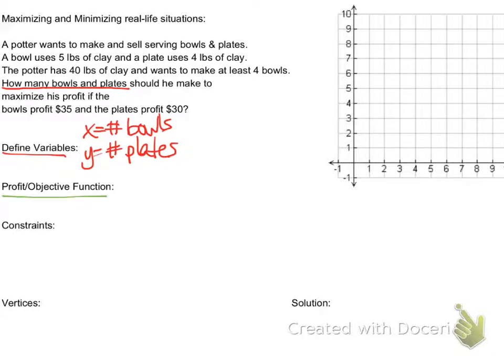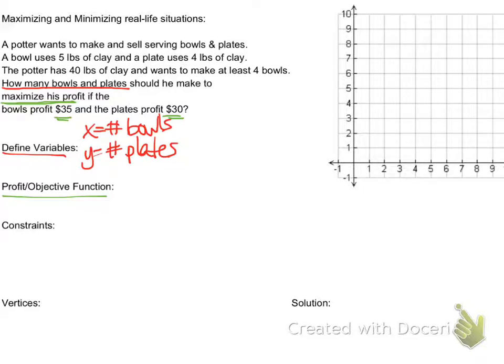Next, we've got our profit or objective function. So if we're thinking about what we're trying to maximize, that's what our profit or objective function is always going to do. You're going to look for the word maximize, or sometimes we might want to minimize the number of worker hours. So in this case, we're maximizing the profits, and so then we look in the problem and what kind of numbers deal with profit? Well, that would be our money. So our $35 for each bowl and our $30 for each plate.